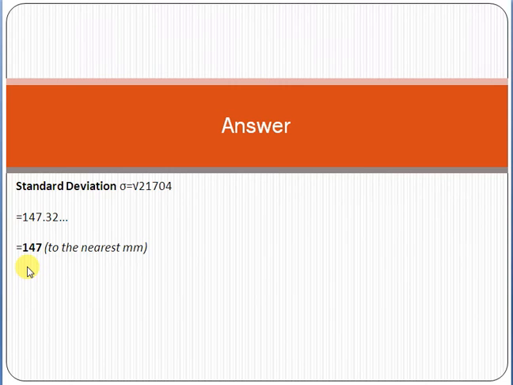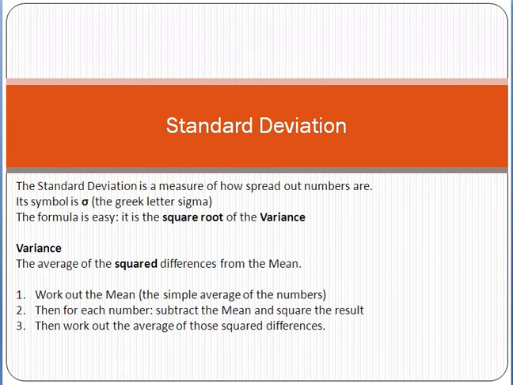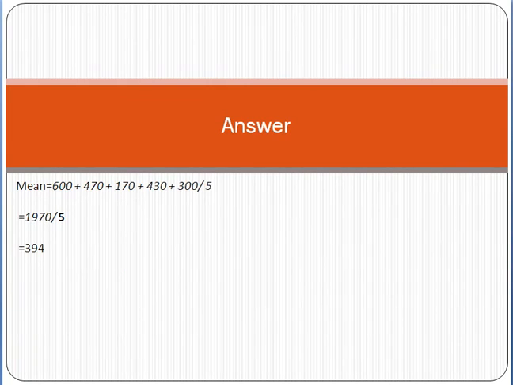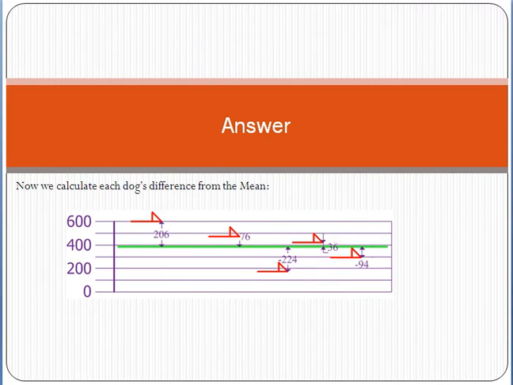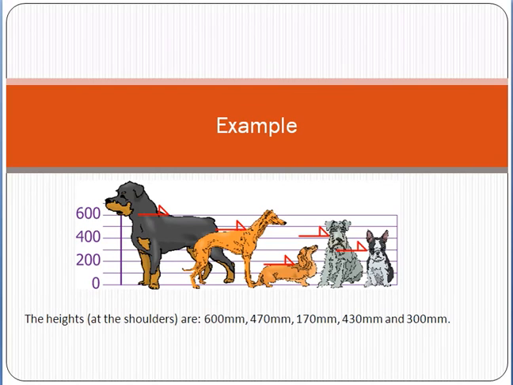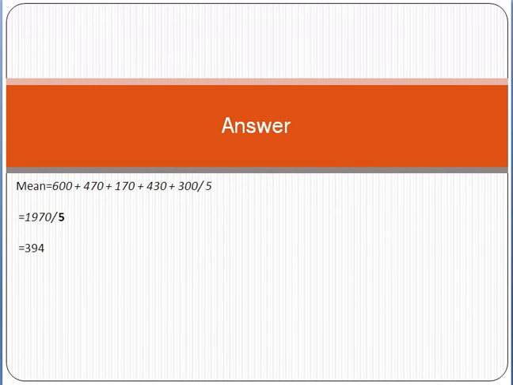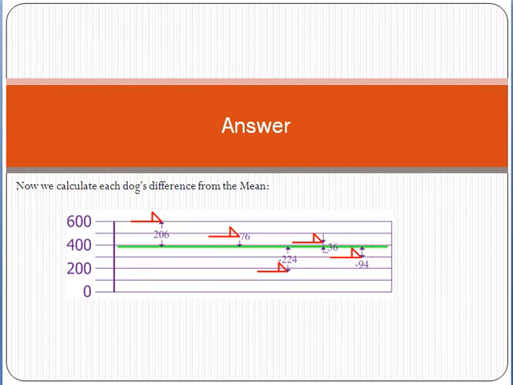See, friend, what was the definition of standard deviation? It is the measure of how spread out numbers are. The spread is 147. Are you with me? The mean value we calculated is 394, the average value of heights. Then we calculated how far we are from the mean. For example, for 470 millimeters, 394 minus 470 gives 76.